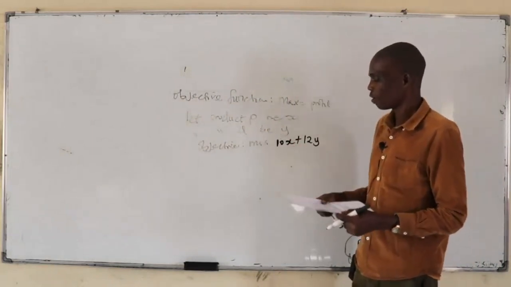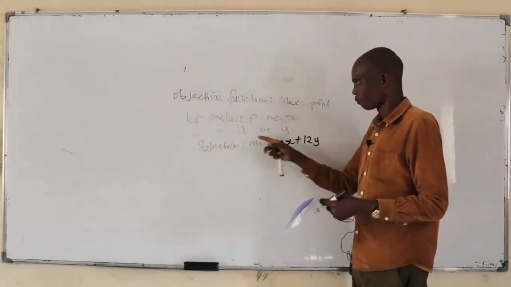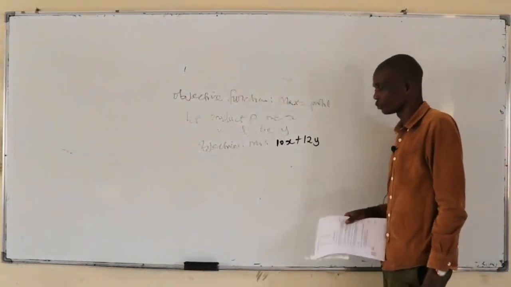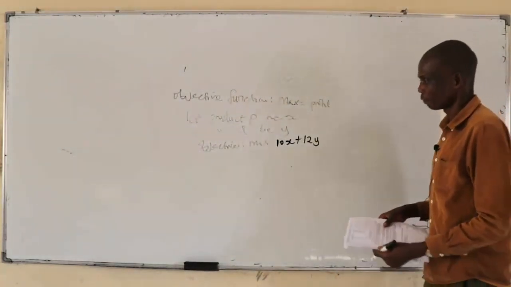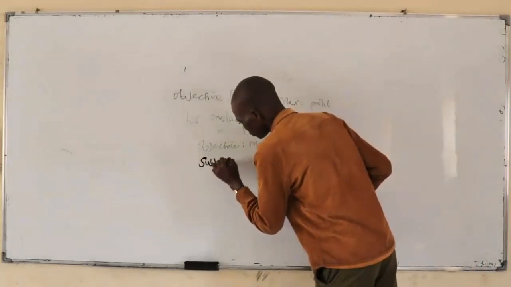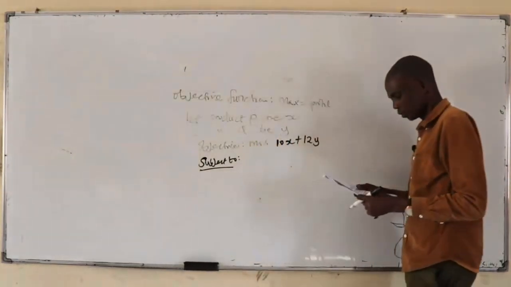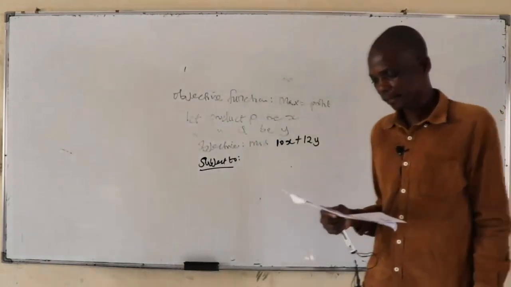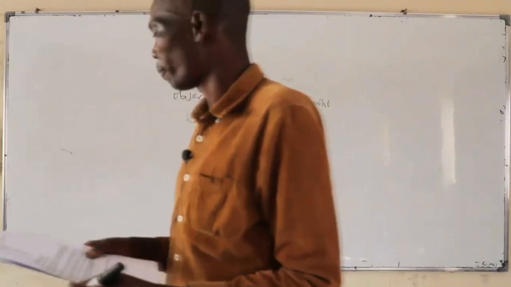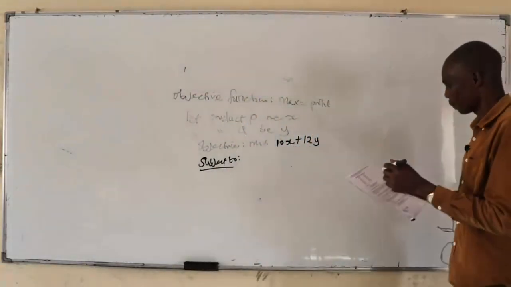So for every unit of P, there is a profit of 10, and P is actually the X. And for each unit of Q, there's a profit of 12. The objective for us here is to maximize that profit, but subject to some constraints. So subject to what? We have constraints. Constraints are those scarce resources that will limit our ability to generate more profit out of our production.